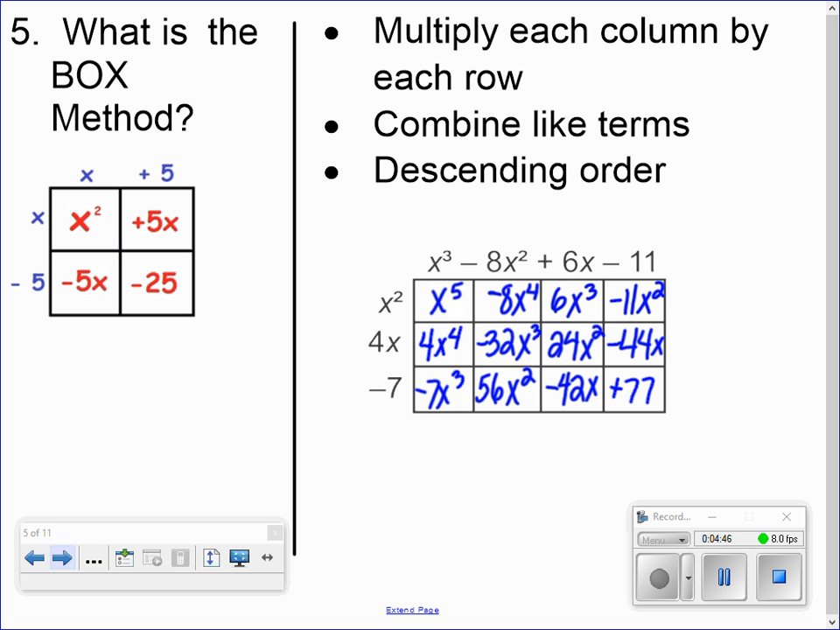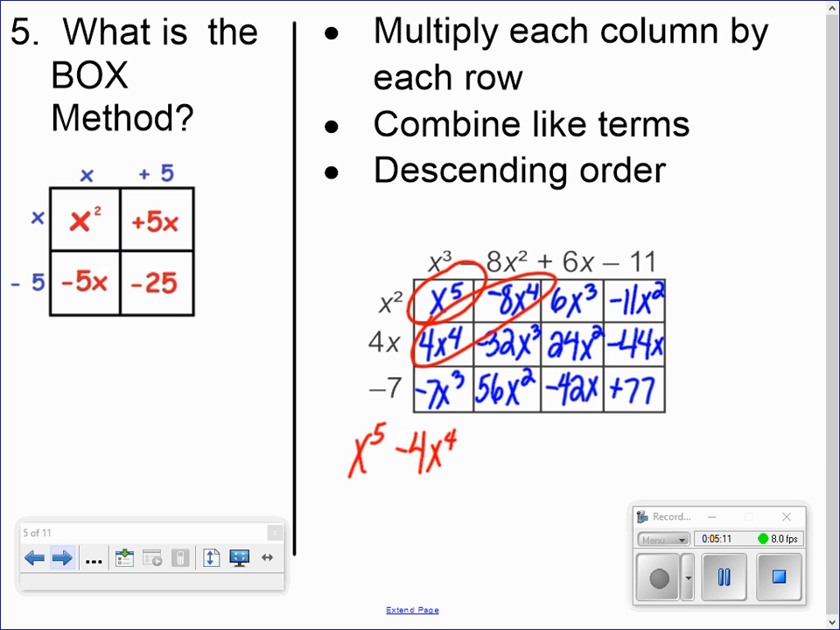Now, the nice thing here is that in our box method, it's going to be easy for us to combine. So you're combining the diagonals. x to the 5th is by itself, so I'm going to have x to the 5th. x to the fourth can be combined with negative 8x. 4x to the fourth can be combined with negative 8x to the fourth. 4 minus 8 is negative 4x to the fourth.